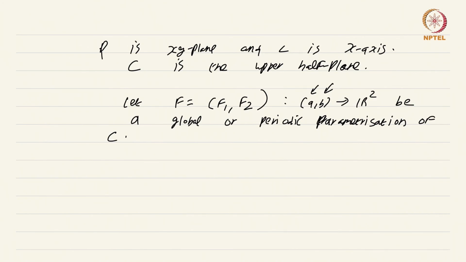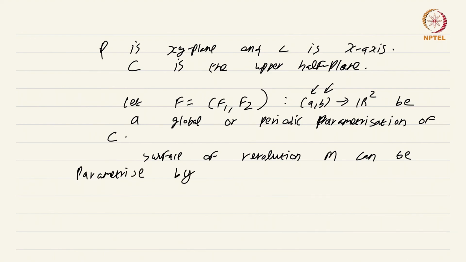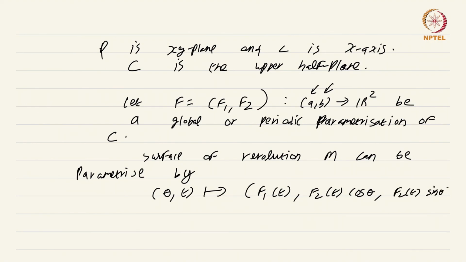Now I'm going to parameterize this surface of revolution M. Surface of revolution M can be parameterized by (theta, t) maps to (f1(t), f2(t) cos theta, f2(t) sin theta), where (theta, t) comes from 0 to 2 pi times (a, b). Okay, this is a global map.